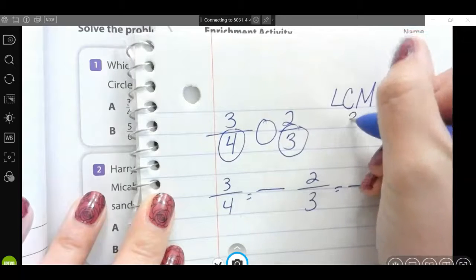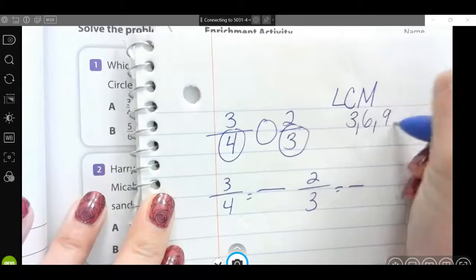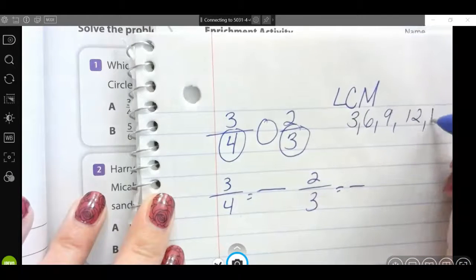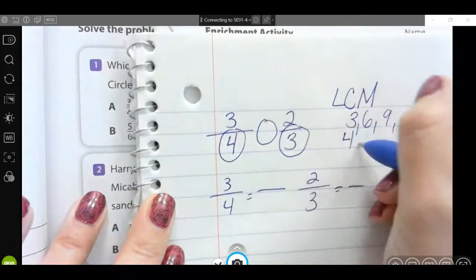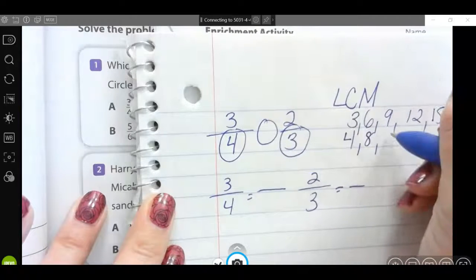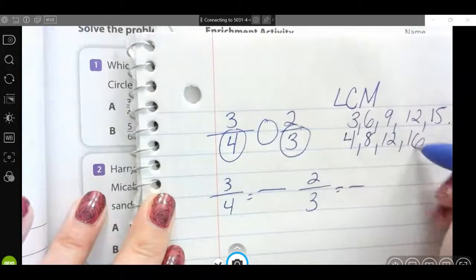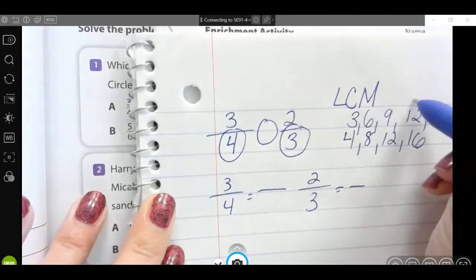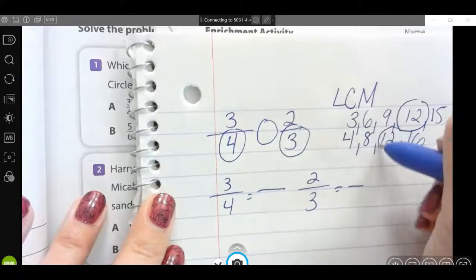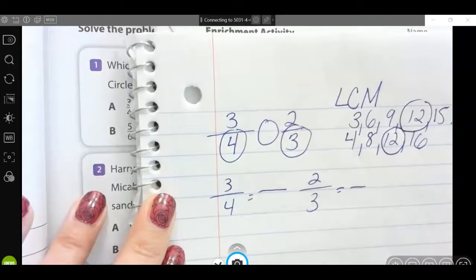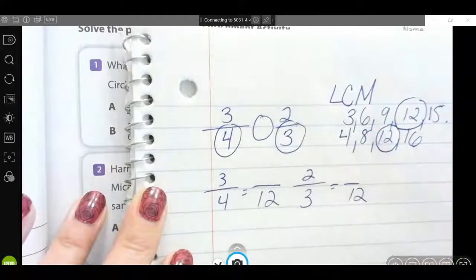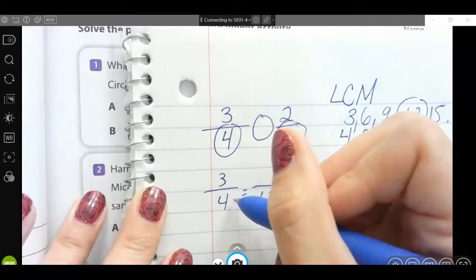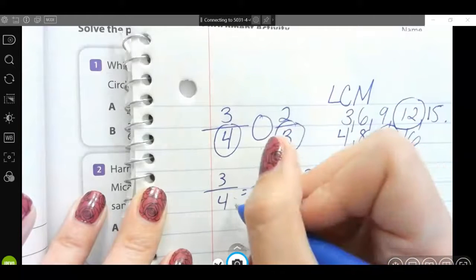So let's skip count by 3. 3, 6, 9, 12, 15, and we can keep going. And if we skip count by 4, we have 4, 8, 12, 16. Okay, so least common multiple means the smallest number that they have in common, which is 12. So we're going to make both of these 12. How do I go from 4 to 12? Times 3.